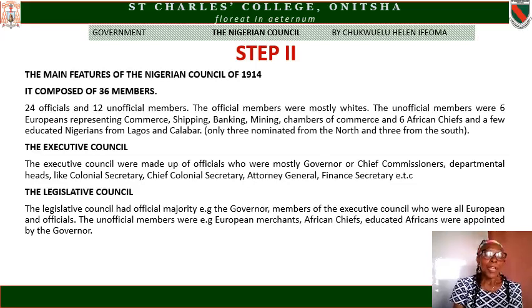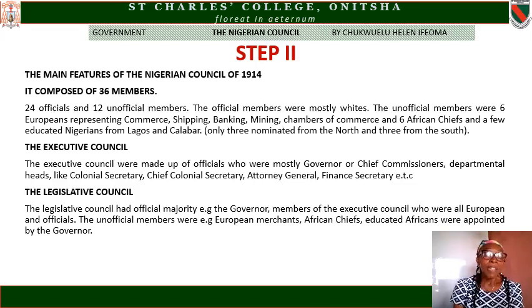After the membership, we have the Executive Council. Under the Executive Council, the council was made up of Europeans who were the governor, the lieutenant governor or chief commissioner, and departmental heads like the colonial secretary, chief colonial secretary, attorney general, and financial secretary.